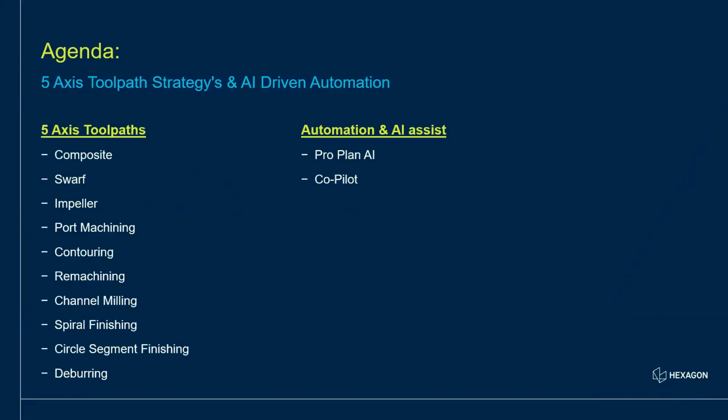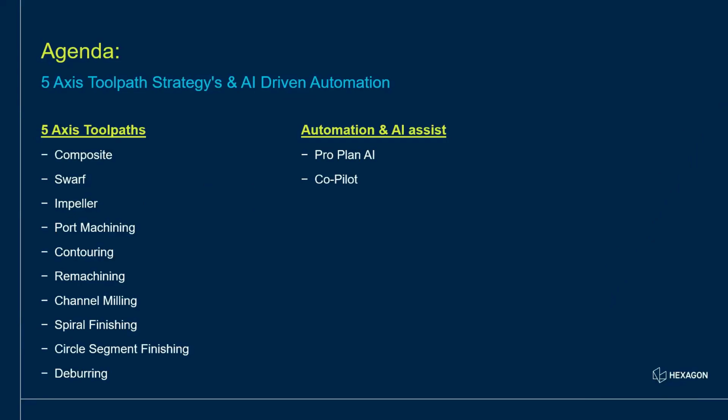Okay, let's come to the agenda. Today we are going to see the 5-axis toolpath strategy and AI-driven automation. What are the toolpaths available inside ESPRIT EDGE especially for 5-axis, and how is this automation or AI going to be helpful to reduce the programming time? This is what we are going to see today.